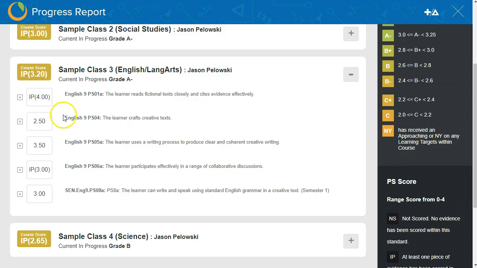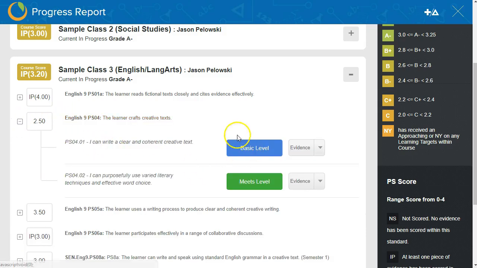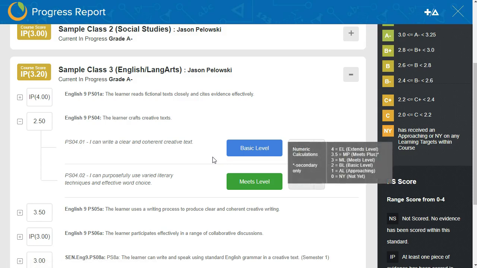When I open a Power Standard, I see the learning targets underneath it. Learning targets are the things students do each day as they work toward that big goal. Learning targets are scored from Not Yet to Extends and assigned a numeric value of 0 through 4 according to the table seen here. Then all scored learning targets within a Power Standard are averaged into the Power Standard score.